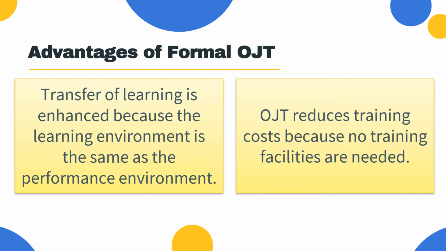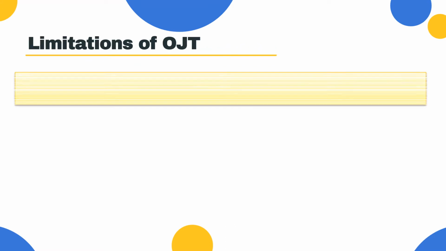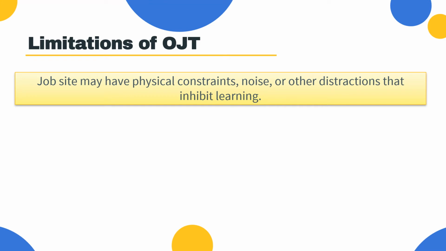There are, however, several limitations to OJT. First, the job site may have physical constraints, noise, or other distractions that inhibit learning. Many of these problems cannot be changed because of the nature of the job.